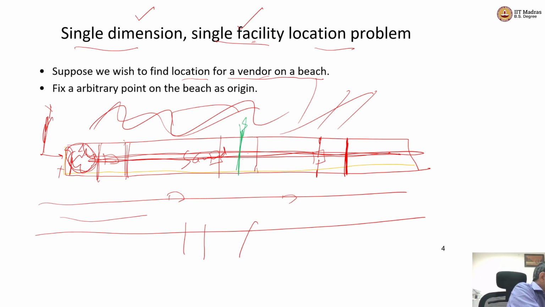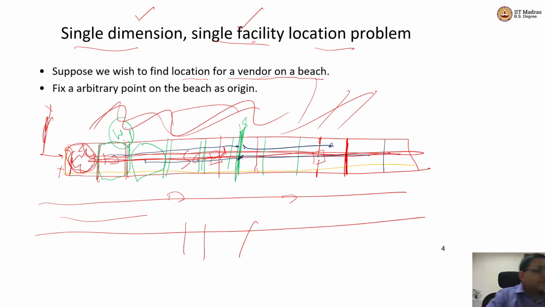Let us say that I split the entire beach into multiple sectors. Each sector may have a demand density. Let us call that demand density Wj, the weight of demand in each of these clusters, each of these zones, if I want to call them, right? And from this zone, if I am having a facility here, the person has to travel, right? The person has to travel from this zone to this facility.